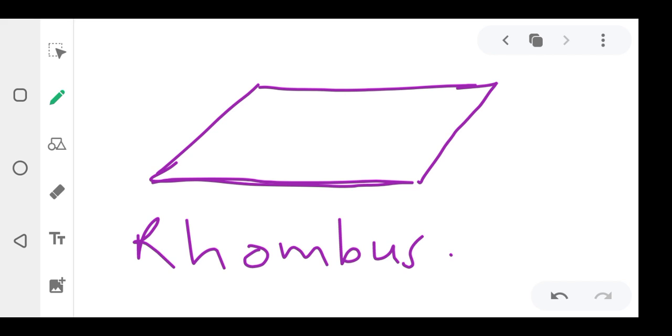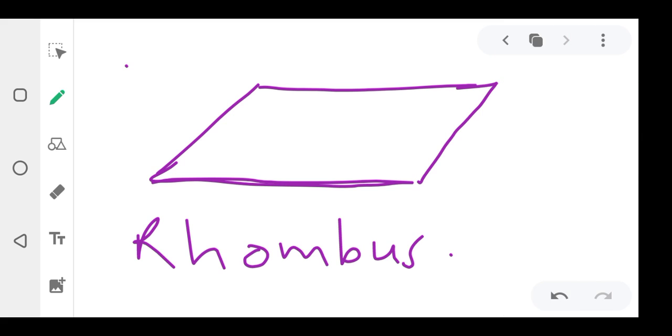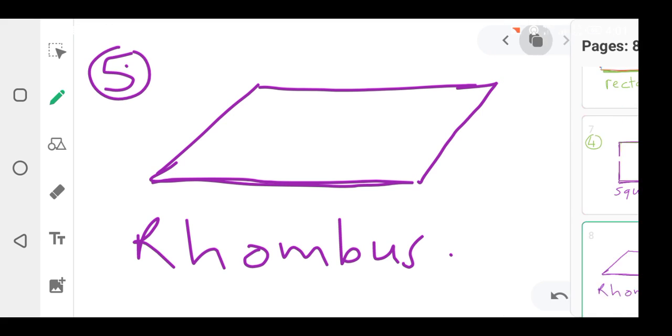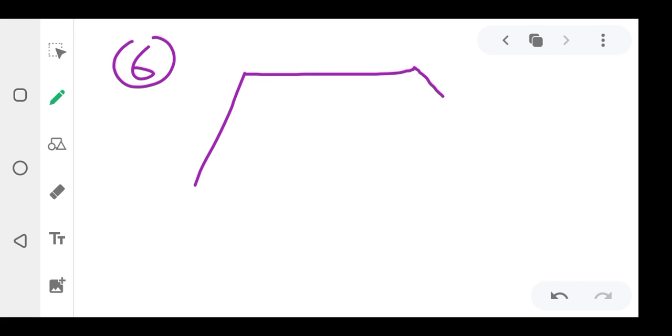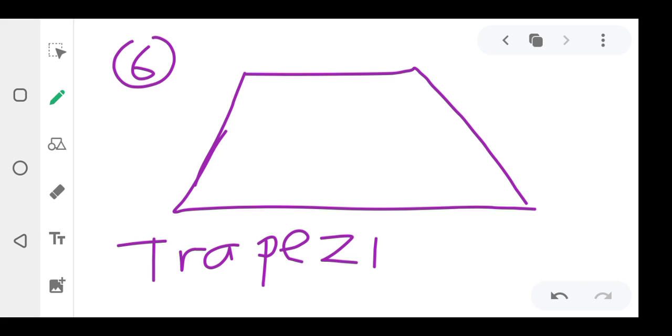Okay, this is number 5. Then the last one, number 6, is called a trapezoid. So a trapezoid looks like this. Have you seen? This is the way a trapezoid looks. It's different from the rhombus. A trapezoid looks like this. It's called a trapezoid or trapezium. Okay? It's called a trapezium.